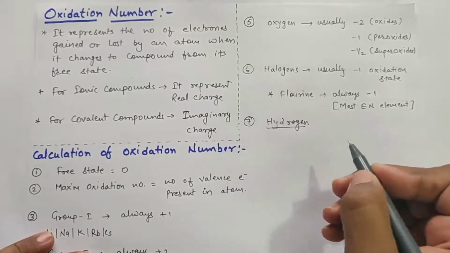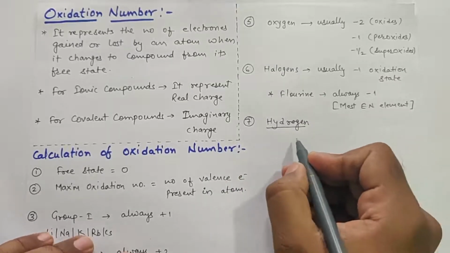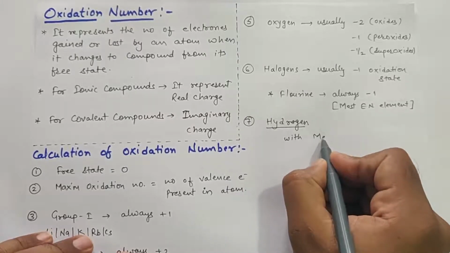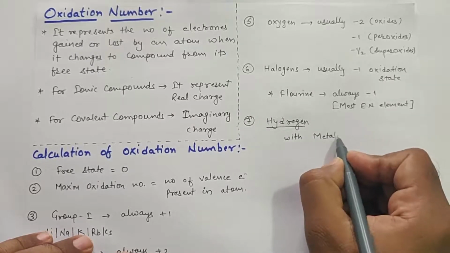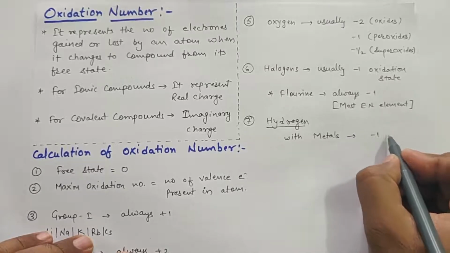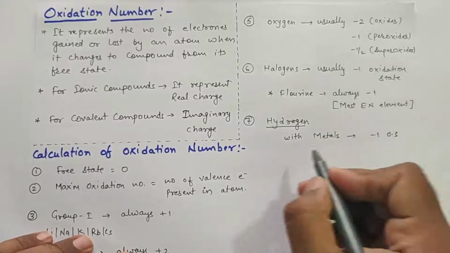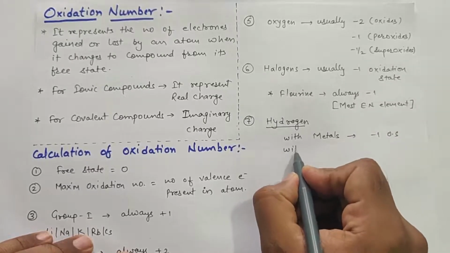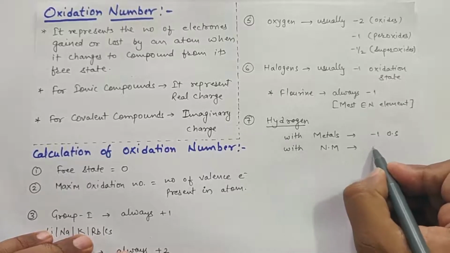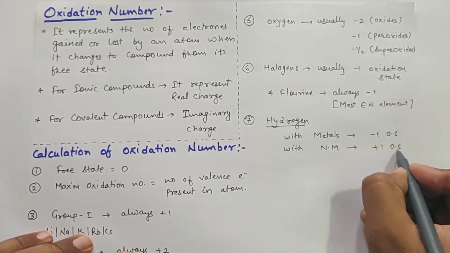Hydrogen also shows 3 oxidation states. If hydrogen is present with metals, hydrogen will show -1 oxidation state. If hydrogen is present with non-metals, it will show +1 oxidation state.